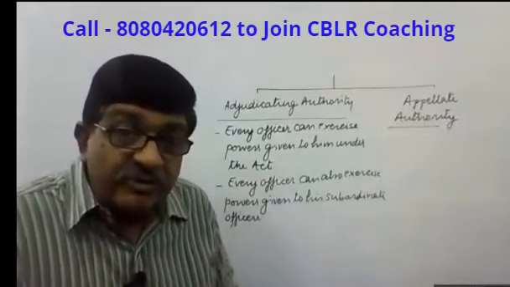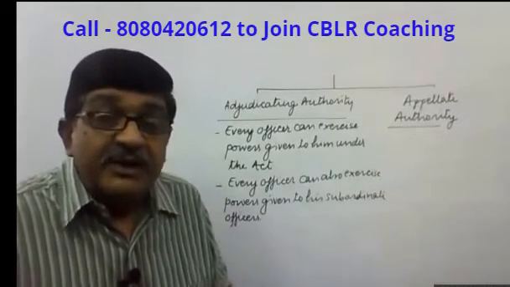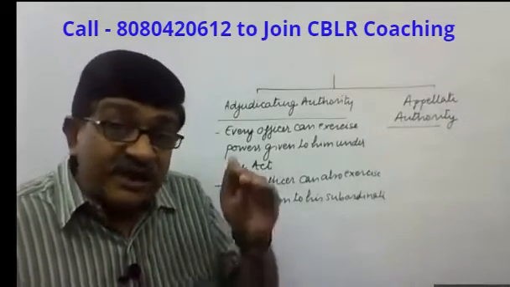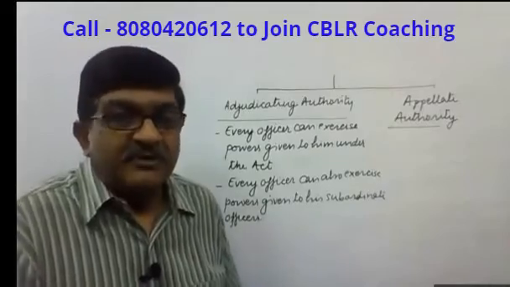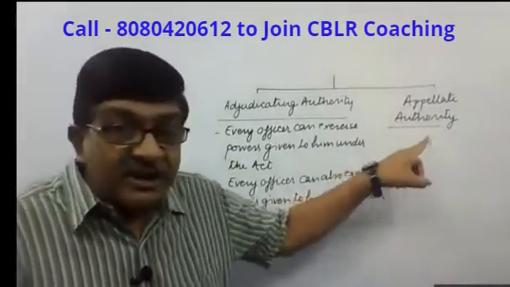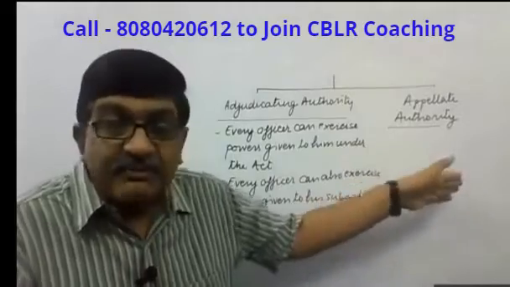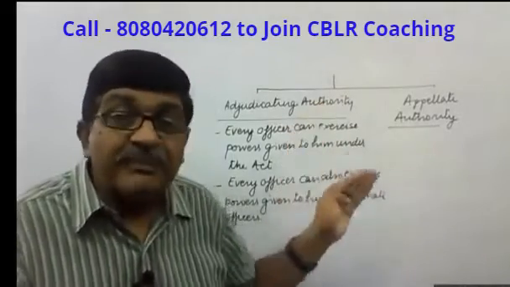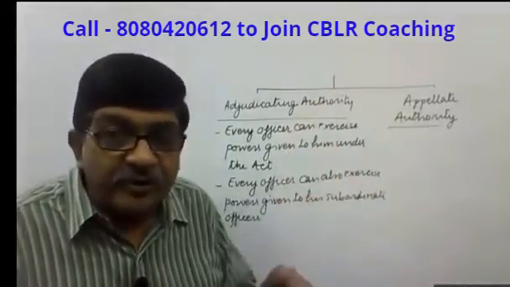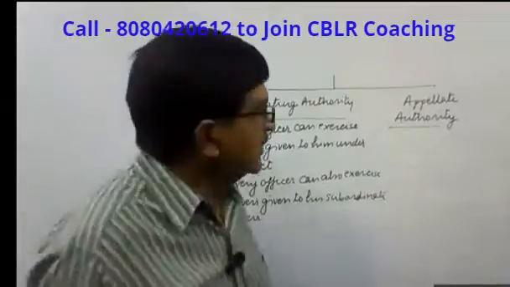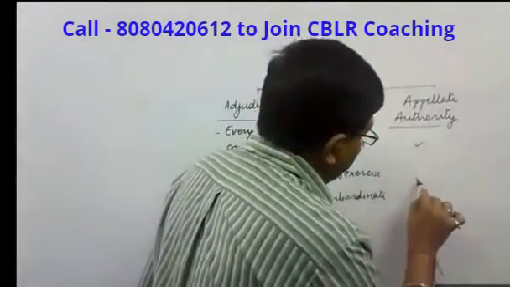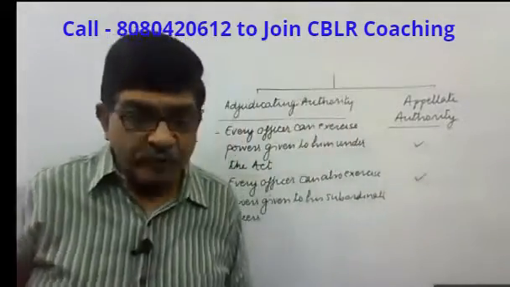Now, if you look at the designation of commissioner appeal, then deputy commissioner and assistant commissioner are certainly below him. But the commissioner appeal is an appellate authority. So here the same provisions are applicable, but commissioner appeal cannot exercise the power of adjudicating authority. So here also you can say that this is the same. So what is the difference?